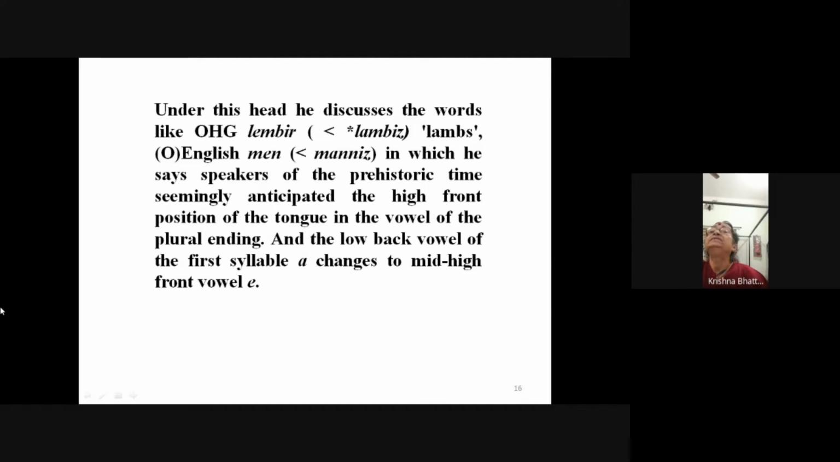Under this head, he discusses words like lembir, meaning lambs, and Old English men, coming from manis, in which he says speakers of prehistoric times seemingly anticipated the high front position of the tongue in the vowel of the plural endings, and the low back vowel of the first syllable changes to the mid-high front vowel e.